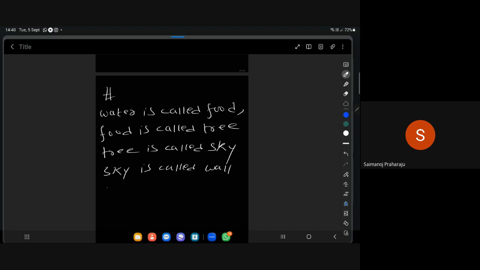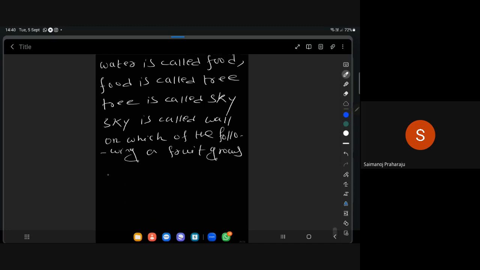Then the question is: on which of the following a fruit grows? Options given to you are water, then food, then sky, and then tree. So here, what will they do?